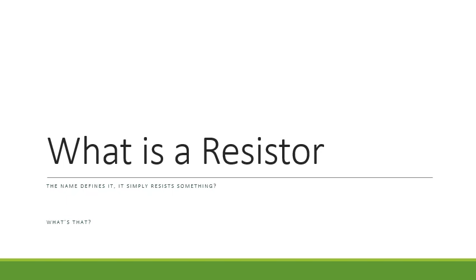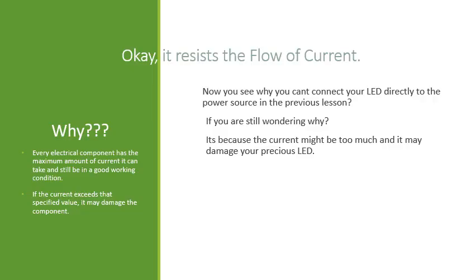What is a resistor resisting? Okay, a resistor is resisting the flow of current. You know current, right? From your Ohm's law, V is equal to IR. So a resistor resists the flow of current. Now you might ask a very important question: why is a resistor resisting the flow of current? Is current not meant to be flowing normally like that?